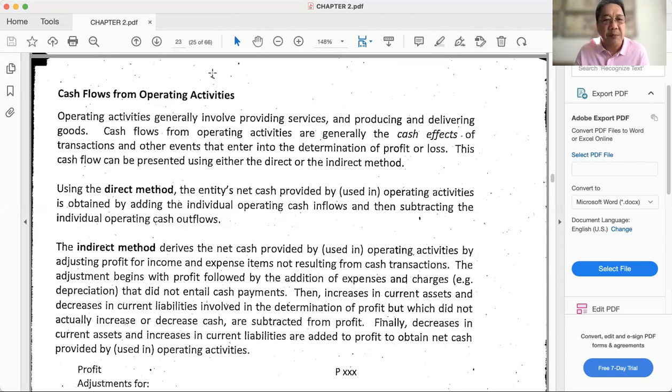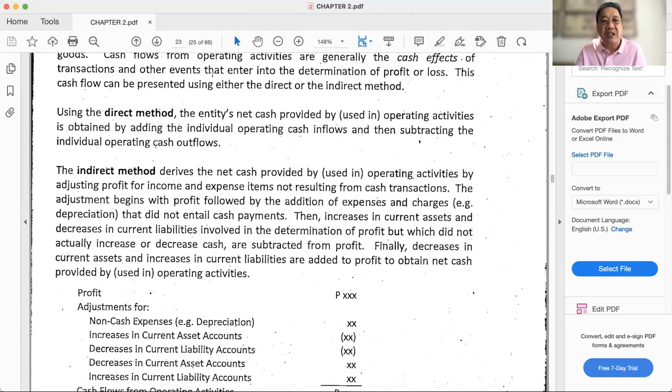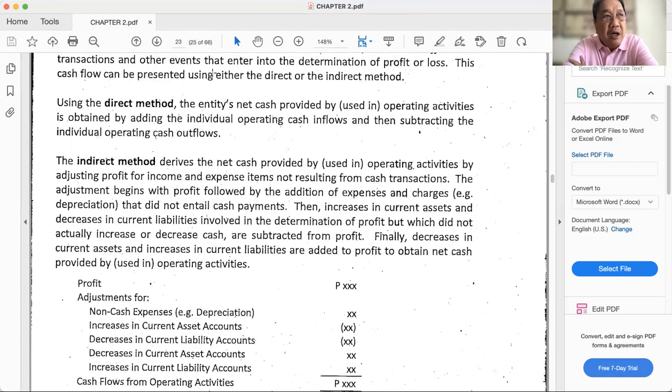This cash flow can be presented using either the direct or the indirect method. Ano ba yon? Direct method, the entity's net cash provided by operating activities is obtained by adding the individual operating cash inflow and then subtracting the individual operating cash flow. Yan yung mga direct na pumapasok at nakikita nyo nga yan sa cash receipts journal at yung lumalabas na makikita mo naman sa cash disbursement journal.